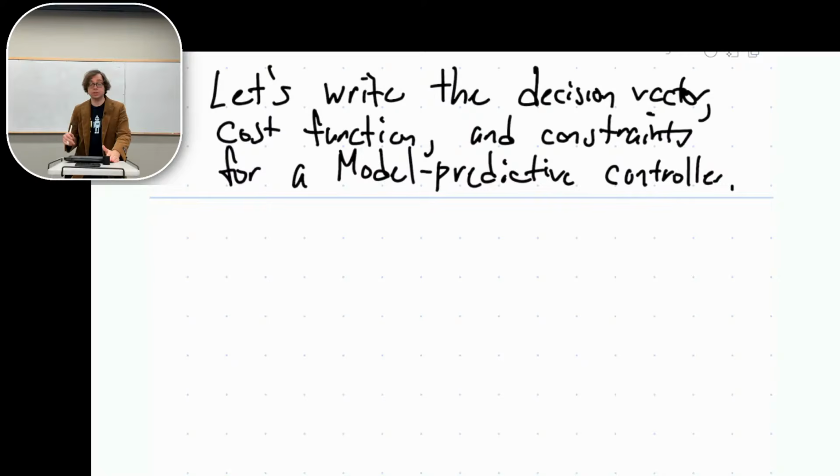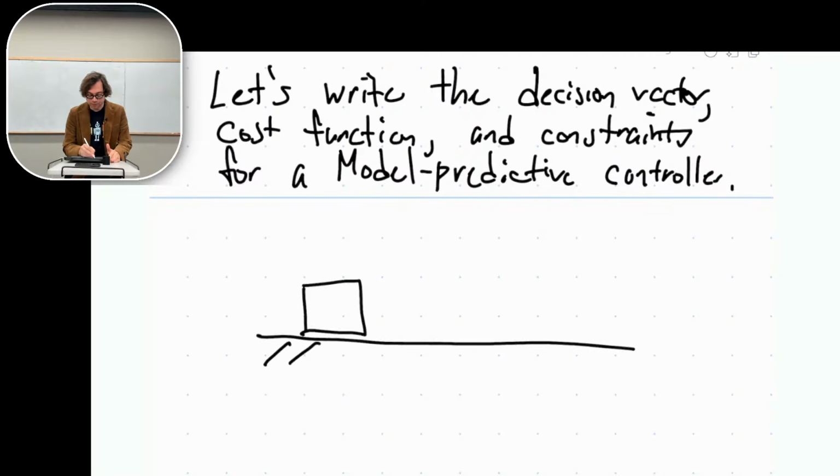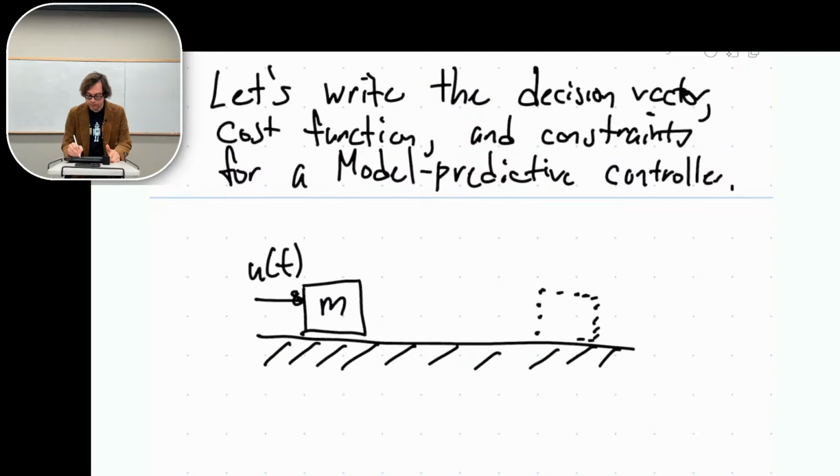And let's do a really simple style of problem. Let's just say we want to move a block. This will be our drag racer again. Where we apply some control input u of t to a block, and we want to get to some s final. This is s of t.